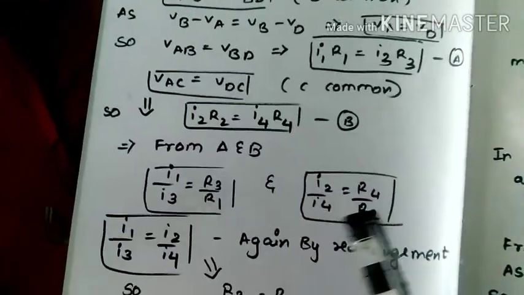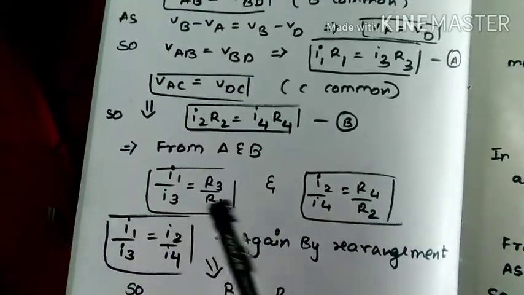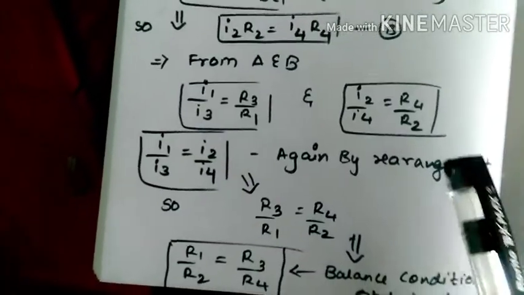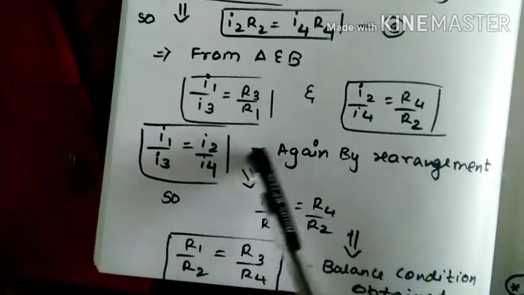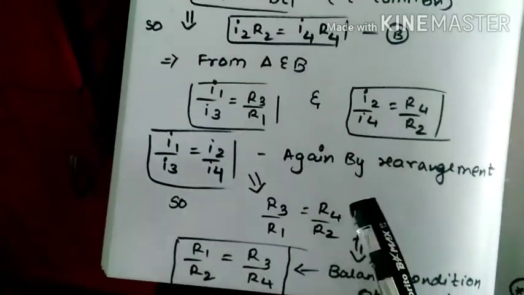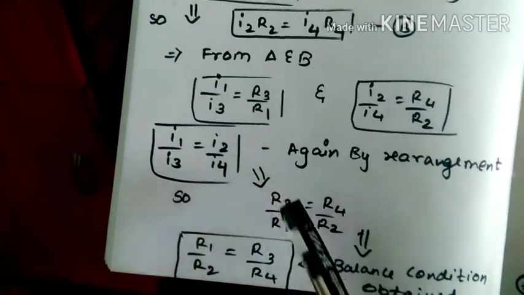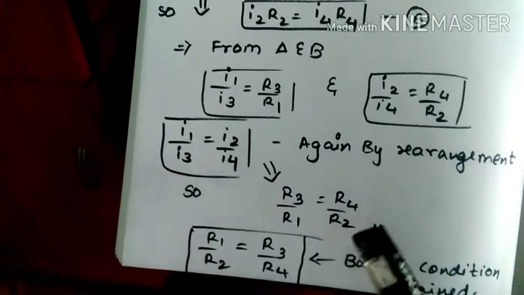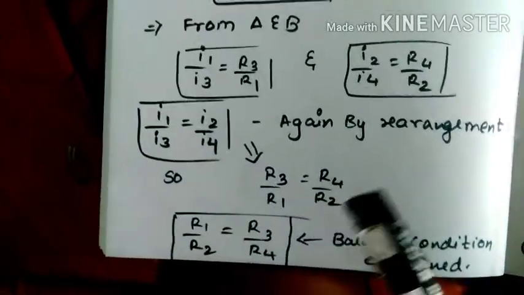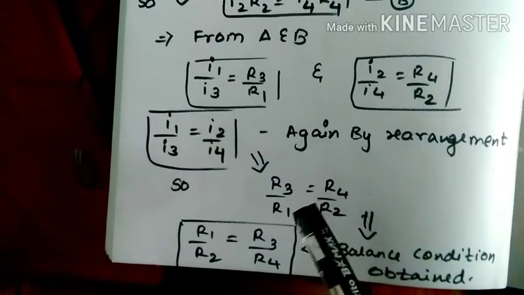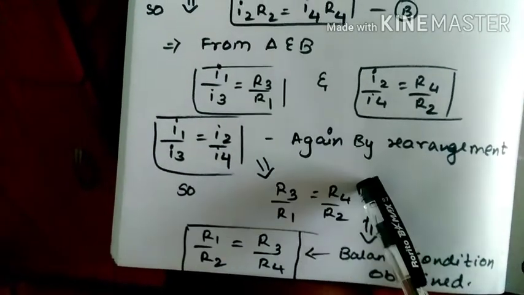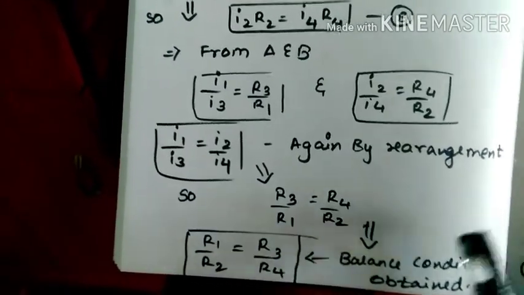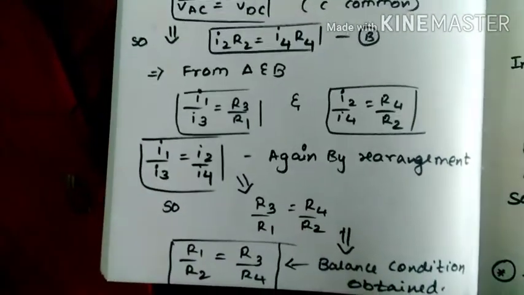So by comparing both the equations, that is this main equation and this main equation, we are going to get R3 by R1 is equal to R4 by R2 by mathematical rearrangement. And again by rearranging this equation, we will get R2 by R1, or else R1 by R2 is equal to R3 by R4. So thus the balance condition is obtained for the Wheatstone bridge.